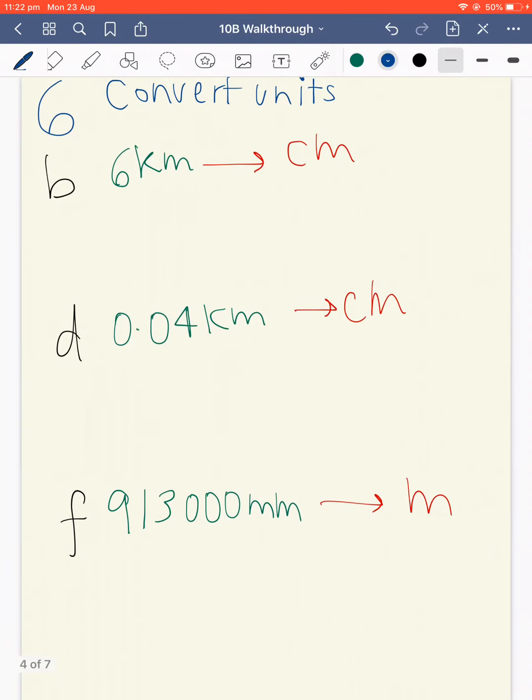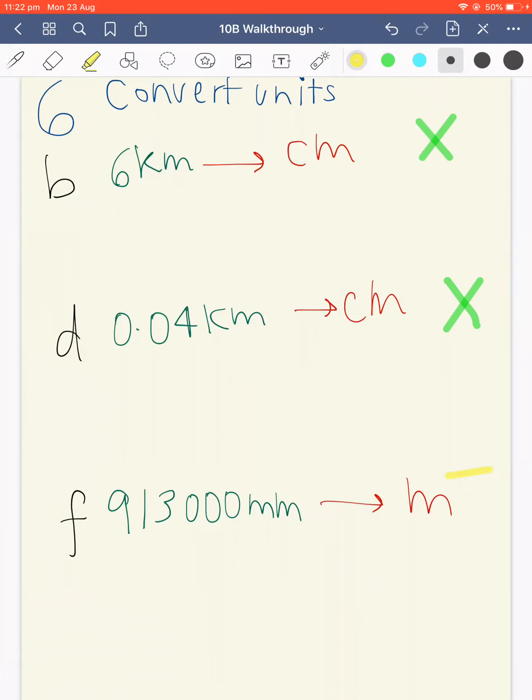Okay, heading over to question 6. I am again converting units, so I need to know which way I'm going. I'm going from big to small. So if I'm going from big to small, I will be multiplying. I'm just going to add that little note over here. If I am going from big to small, I'm going to be multiplying. And this one, I have millimeters to meters. So I'm actually getting from a small unit to a much larger unit.